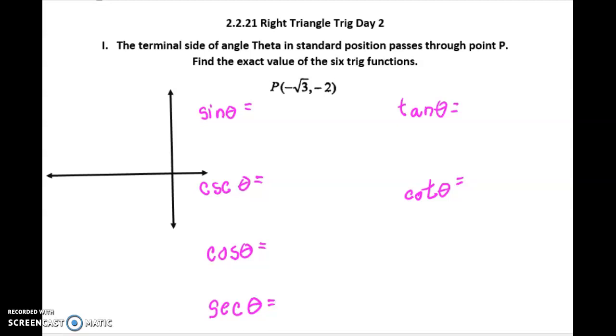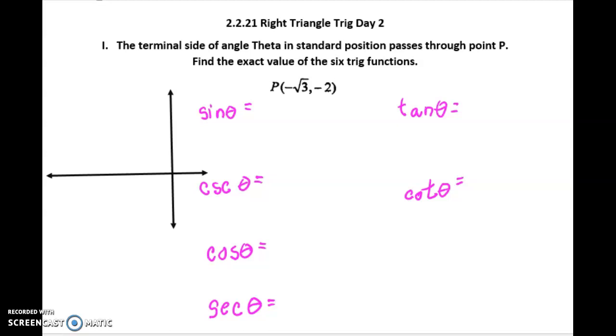Hey guys, today we're going to start part 2, or day 2, of right triangle trig, and I'm going to take you through some problems that will be similar to the problems that you do on your homework tonight. The terminal side of angle theta lies in standard position and passes through point P. Find the exact value of the 6 trig functions. So no decimals, exact values will have square roots in them.